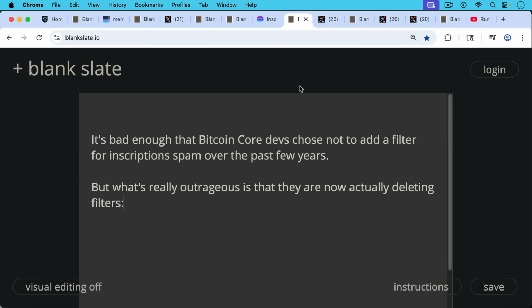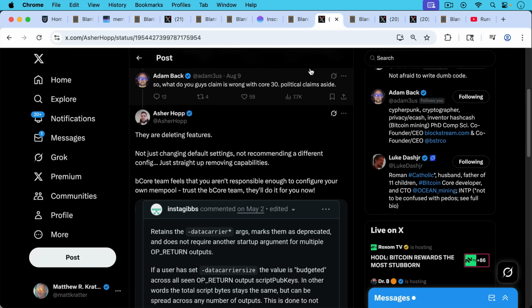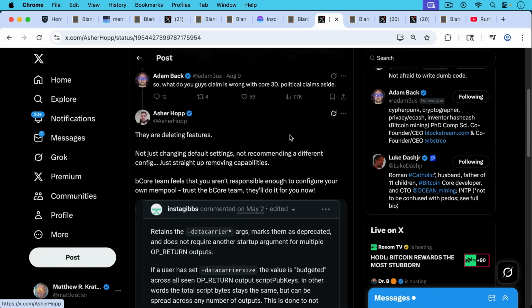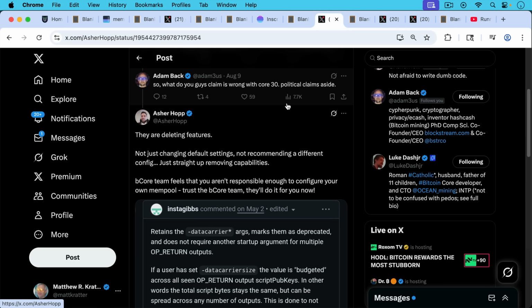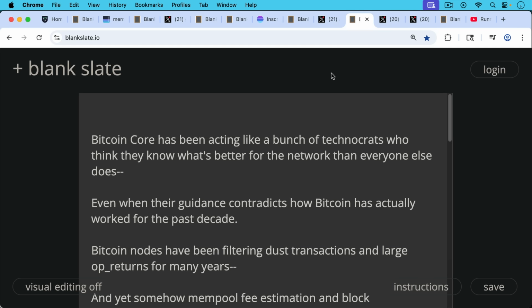It's very easy to do. But what's really outrageous is that they're now actually deleting filters, as Asher Hopp here responds to Adam Back. Adam asking, what do you guys claim is wrong with the next version of Bitcoin Core software? Asher responds, they are deleting features, not just changing default settings, not recommending a different config, just straight up removing capabilities. Bitcoin Core team feels that you aren't responsible enough to configure your own mempool. Trust the Core team, they'll do it for you now.